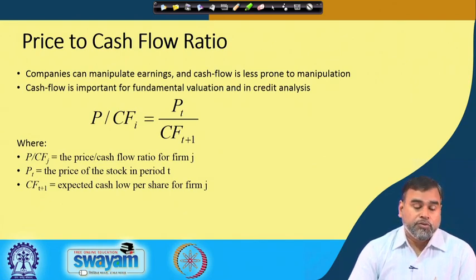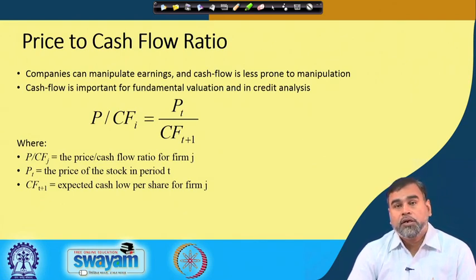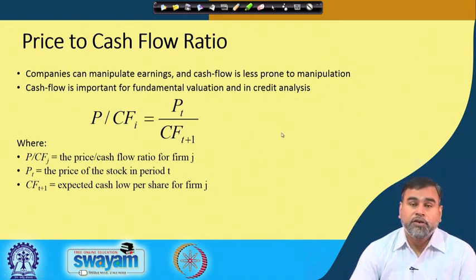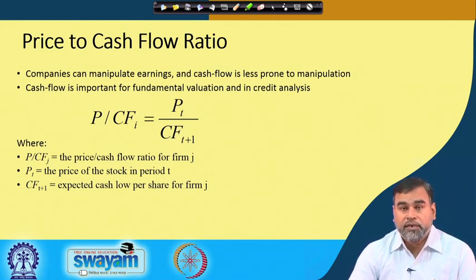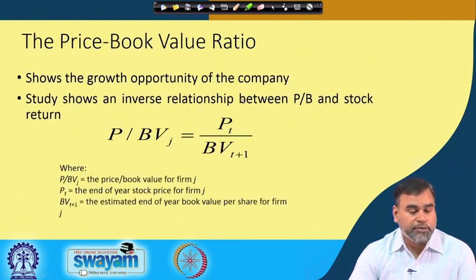Then we have another ratio called price to cash flow. Some people argue that the companies can manipulate the earnings, but the cash flow is less prone to manipulation. So, because of that, the cash flow is very important for the valuation as well as the credit analysis of the company. So, you can also find out the market price upon the expected cash flow per share of that particular firm, and lower the price to cash flow, again those particular stocks are considered the value stocks. So, that is the way basically you can interpret these things in the market.